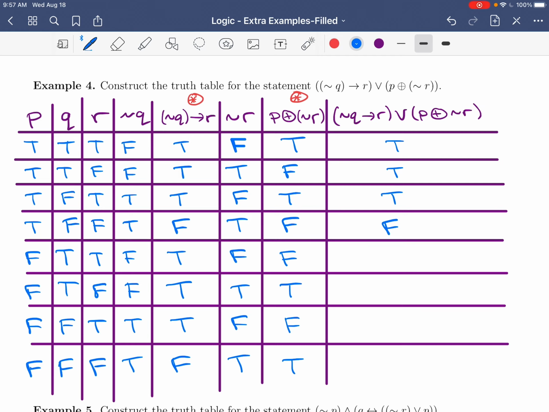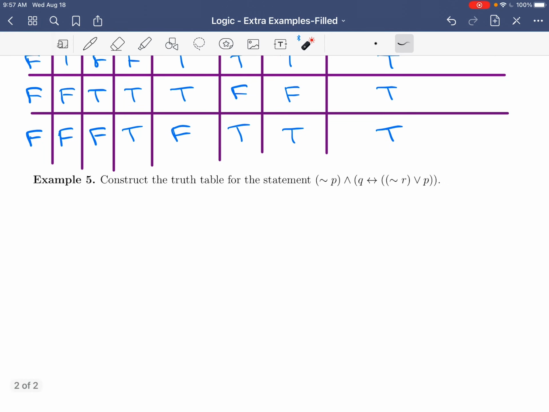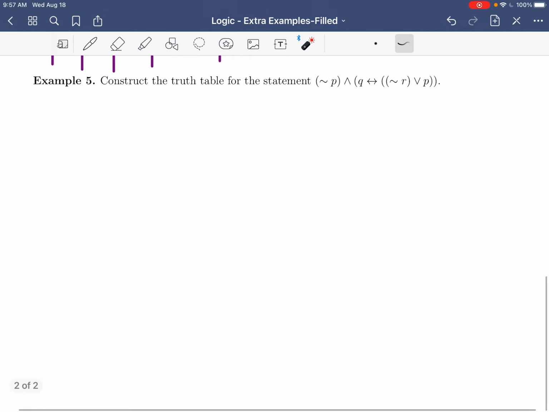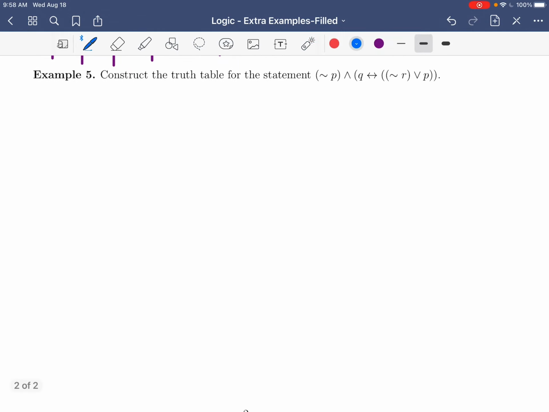In the fifth row, I have one of them true, and then I have them both true, and then one of them true, and then again one of them true. So there's only one instance where they're both false. Okay, that's here, and that's where I get the false. So that's my truth table for this one. And we have one more to do. And again, it has P's, Q's, and R's. So it's going to be 8 rows.